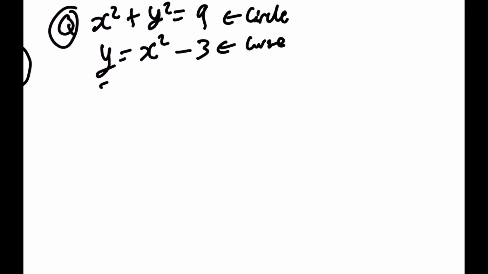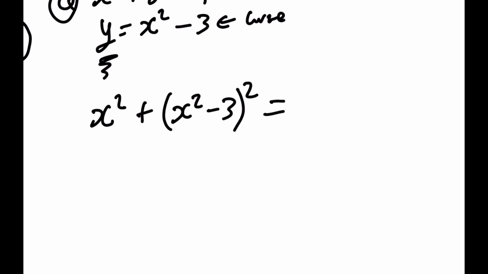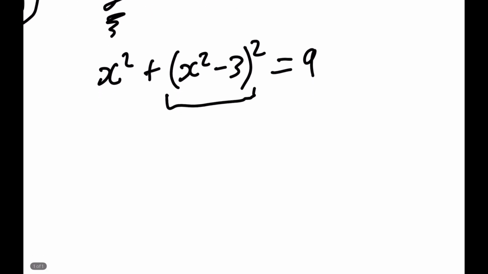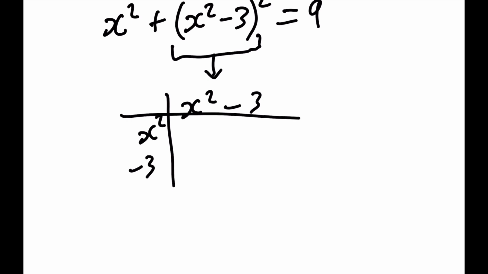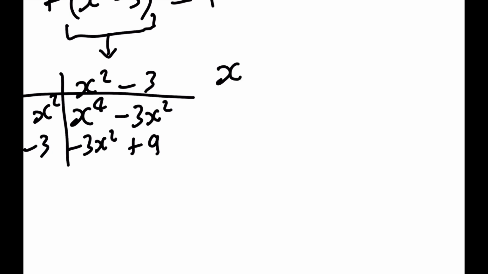So we know already the value of y, so we can use the equation of a circle. And because we know what y is, we can just substitute the value of y inside, and we'll get x squared plus (x squared minus 3) squared is equal to 9. Now we can expand this out like this: (x squared minus 3) squared, x to the power 4 minus 3x squared minus 3x squared plus 9. And we'll get a quartic with this, minus 6x squared plus 9.